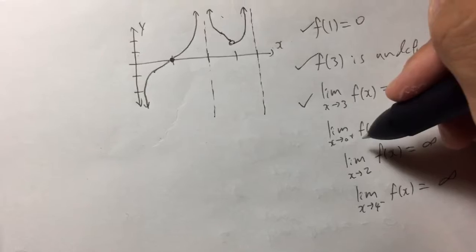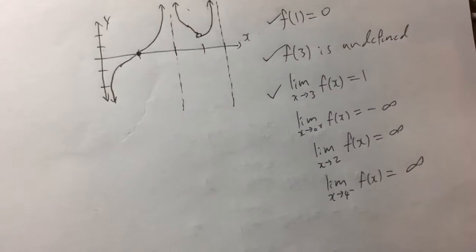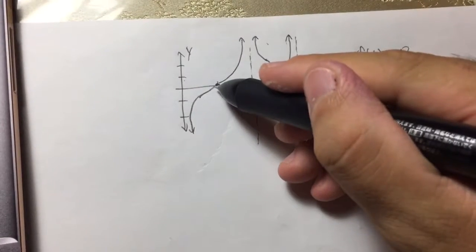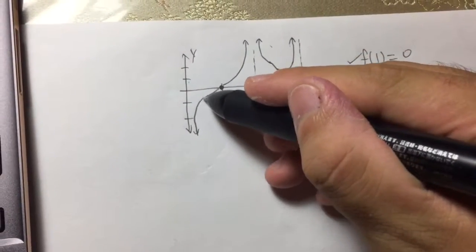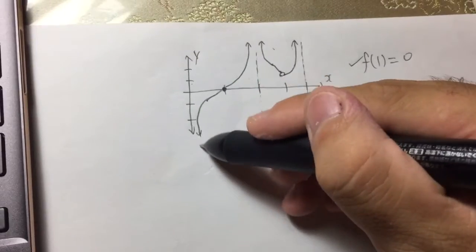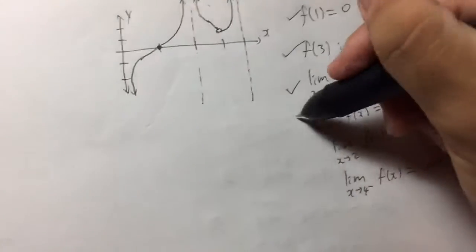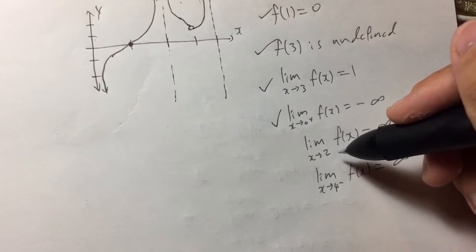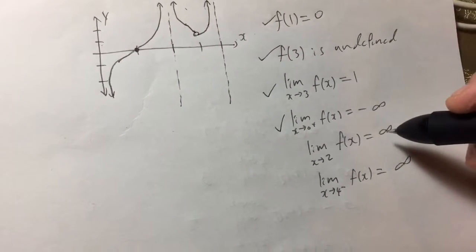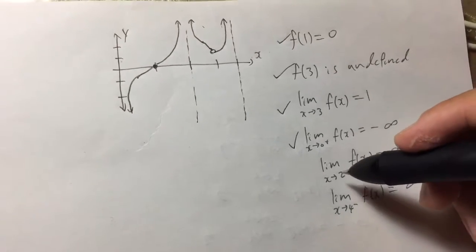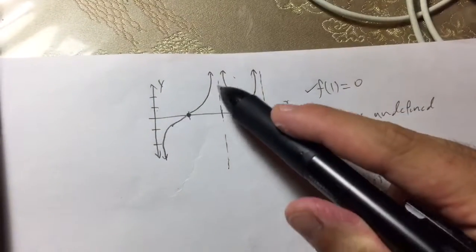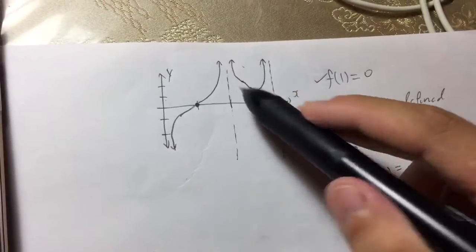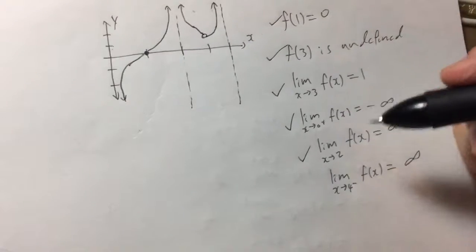And the limit as x approaches 0 from the right hand side of f of x is equal to negative infinity. As x approaches 0 from the right hand side, f of x approaches negative infinity. So we got that one too. The limit as x approaches 2 of f of x equals infinity. So as x approaches 2, we approach infinity from the right and the left hand side. So we got that condition right too.